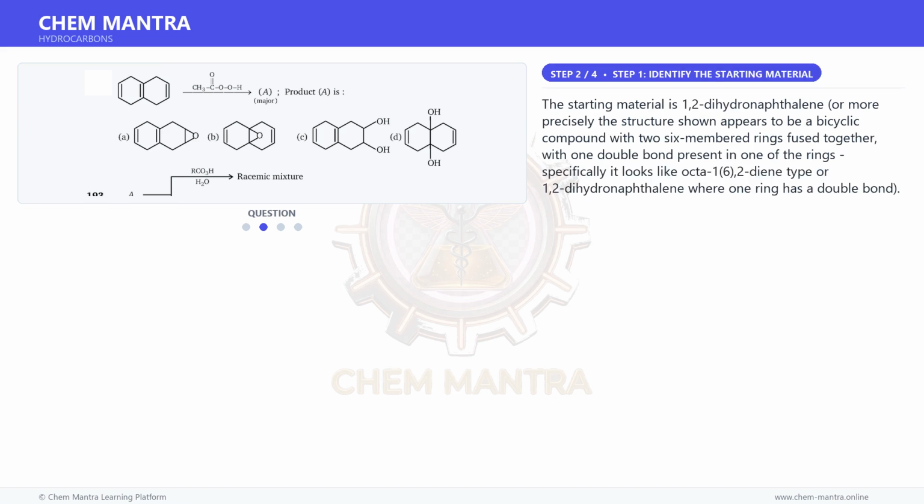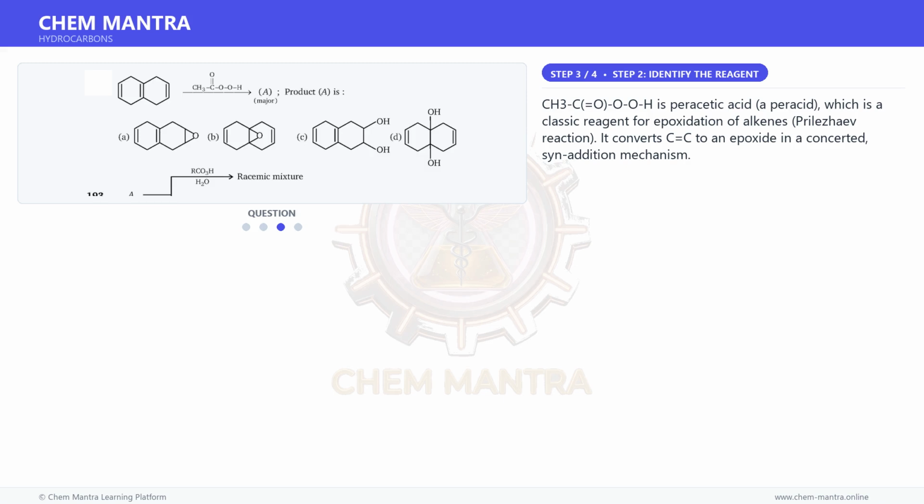Moving on to the next step. The starting material is 1,2-dihydronaphthalene, or more precisely the structure shown appears to be a bicyclic compound with two six-membered rings fused together, with one double bond present in one of the rings. Specifically, it looks like 1,2-dihydronaphthalene where one ring has a double bond.